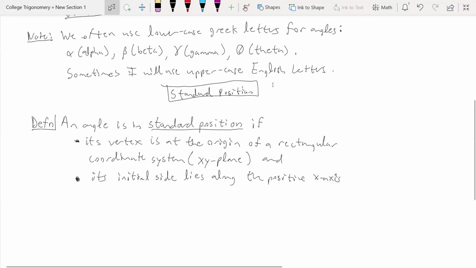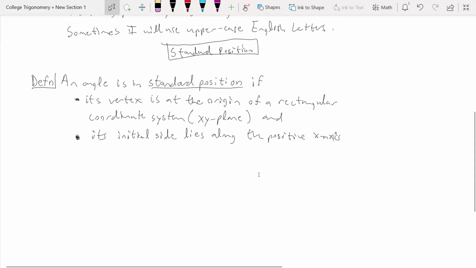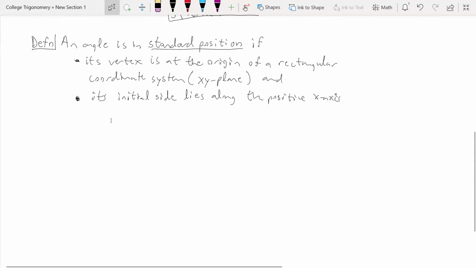So let's look at that then. Let's draw some axes. There's my x-axis. There's my y-axis. I'm going to do two examples, really. So, I'll go ahead and put my vertex here in black. There's my vertex of my angle. Remember, the initial side has to be along the positive x-axis. So there we have it. That's my initial side of my angle. And I don't really care where my terminal side is.